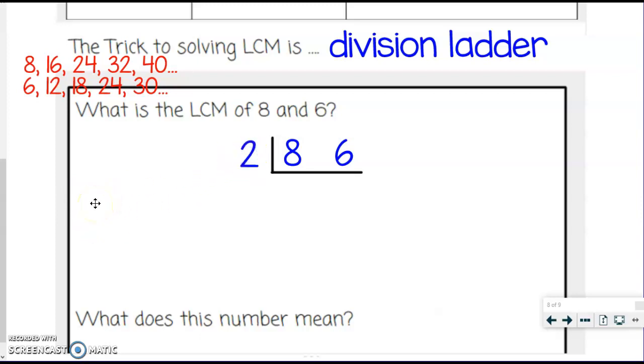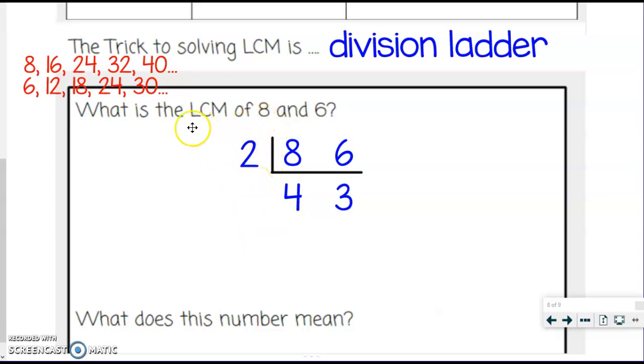Make sure you're getting these notes down so you can refer back to them when you do your practice. So 8 divided by 2 leaves me with 4, and 6 divided by 2 leaves me with 3. And if I look at 4 and 3, they have no more factors in common. So now here's where the difference is. Before, when you just learned about GCF, you would have just focused on the number over here, so their greatest common factor would be 2.